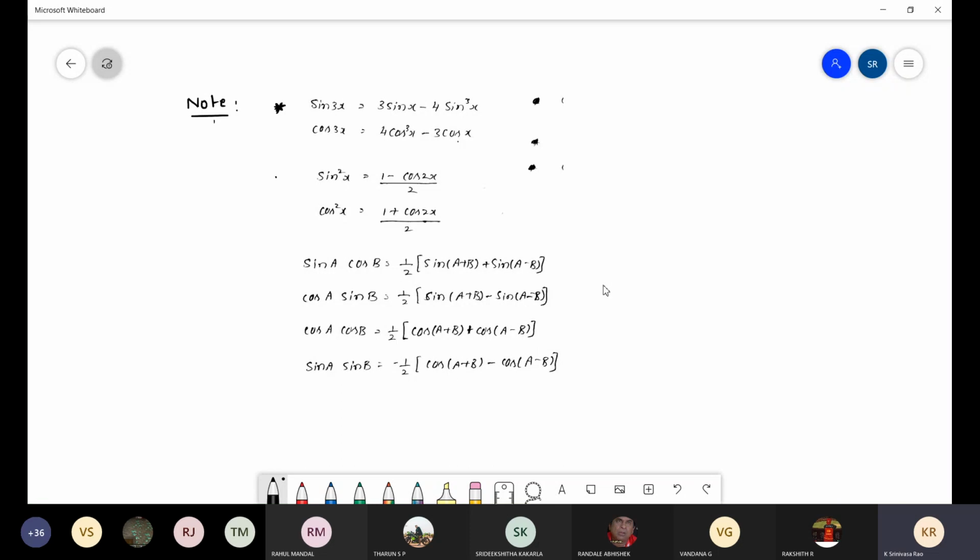Next, coming to the reduction of a square term to a single term, sine square and cos square. These two give: sine square is 1 minus cos 2x whole divided by 2, whereas cos square is 1 plus cos 2x whole divided by 2. So the only change is that for sine it is minus, for cos it is plus. Every other term is the same.